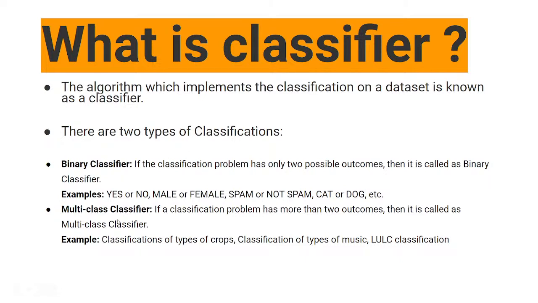For these two types of classification we use different types of algorithms, and these algorithms are called classifiers. So first of all, I will try to discuss all of those classifiers and how they work, what the main algorithm of each classifier is. Then we will show you the practical example. So let's go.